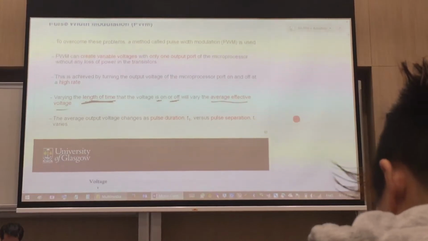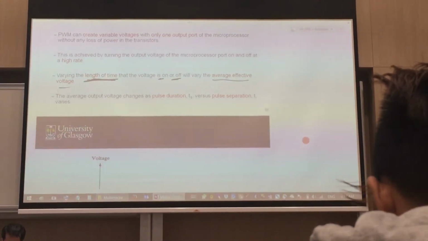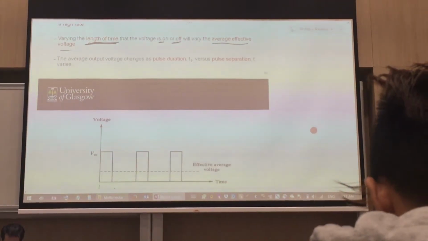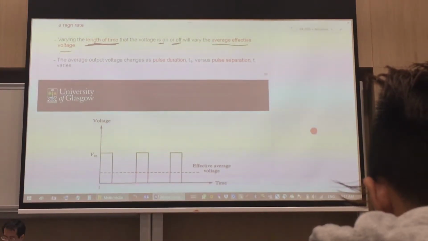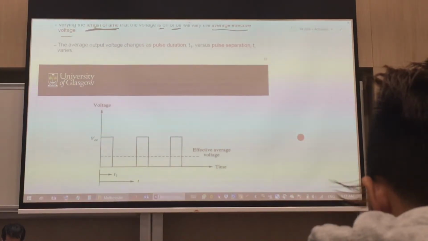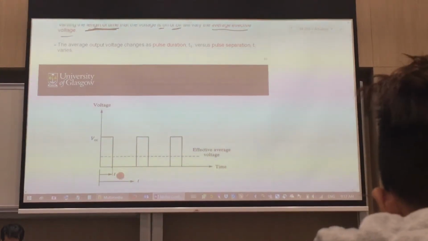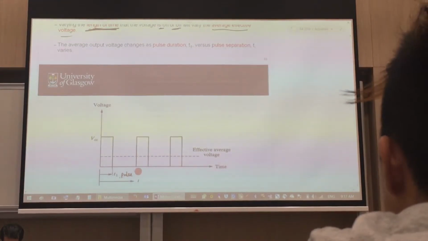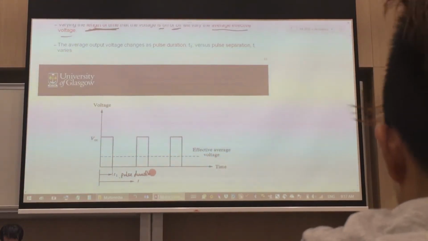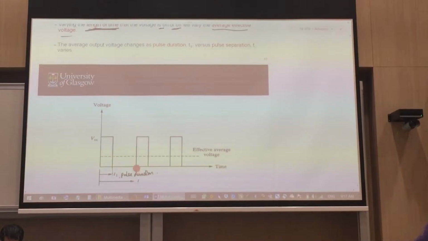So if I were to do a sketch of that PWM, this is how it's going to look. We have some definitions over here. From this point to this point, T1 is called your power duration. And T, from this point to that point over there, will be called your power separation.